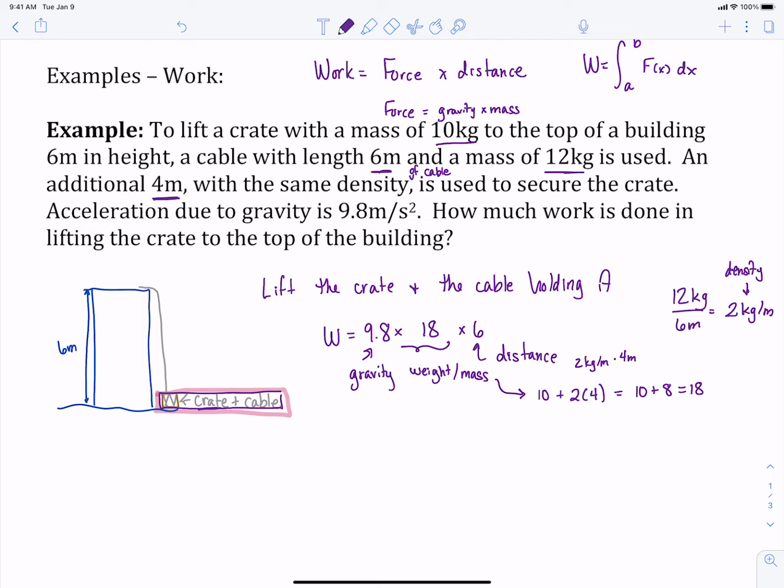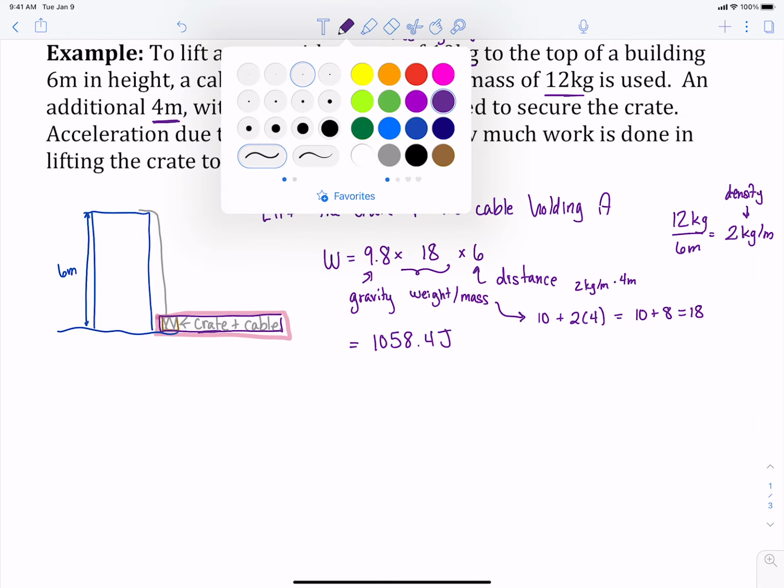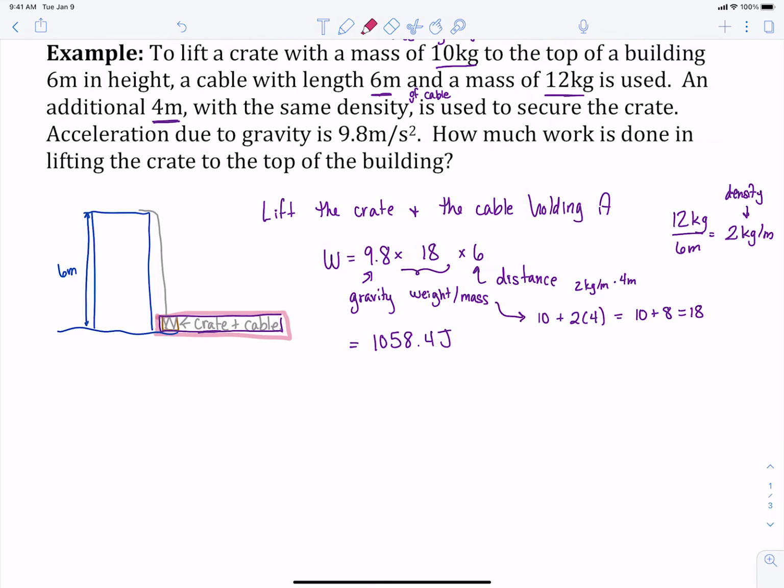It's going to be that 9.8 times 18 times 6. So just to lift the crate and the cable that's securing it, it's 1058.4 joules. Now, to lift the cable part of this, we want to say, okay, how much is it going to take to lift this part of it? Because we have to work to lift that cable.